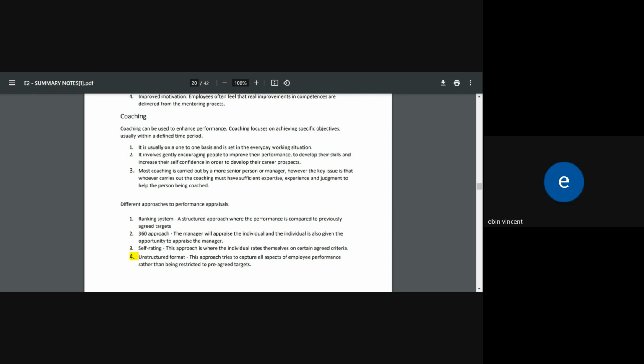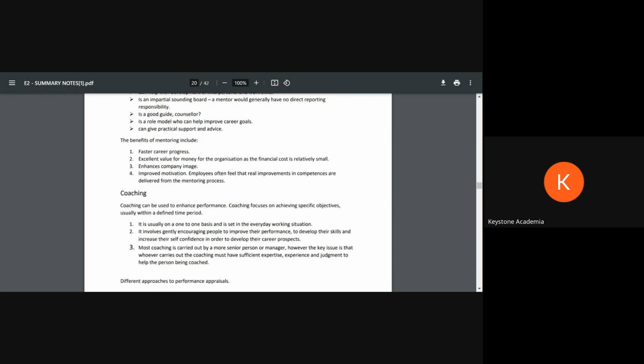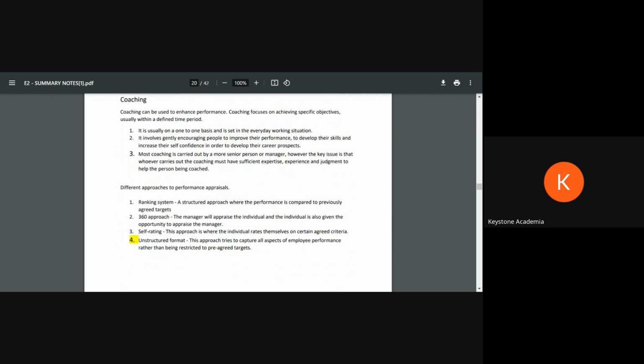Yes. Now, let's see what the different approaches to performance appraisals are. Can somebody say anything? Okay, I'll say. You guys are very silent now. Ranking system: this is a structured approach where your performance is compared to previously agreed targets. It's measured against previous targets, how you're doing now, how you were doing before. And another method could be the 360 approach. The manager will appraise the individual, and the individual will also be given the opportunity to appraise the manager.